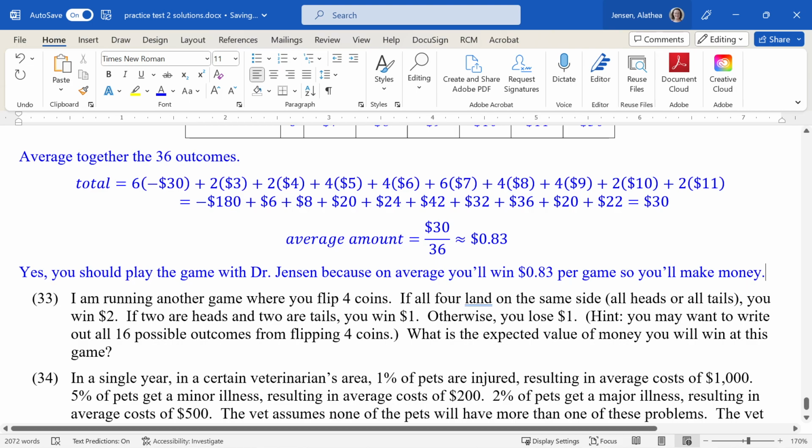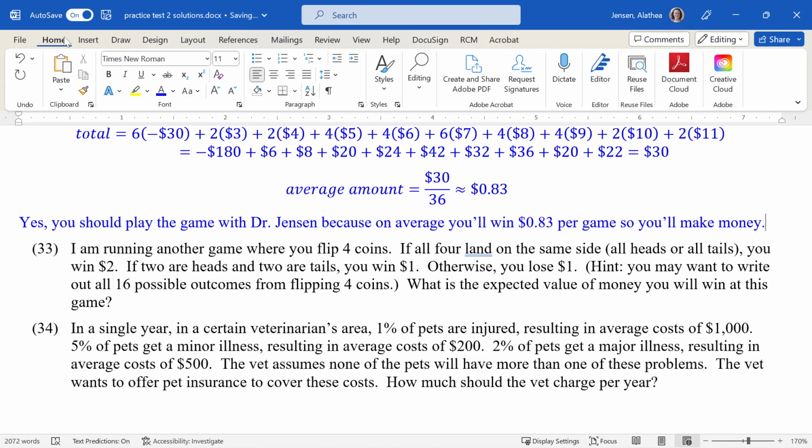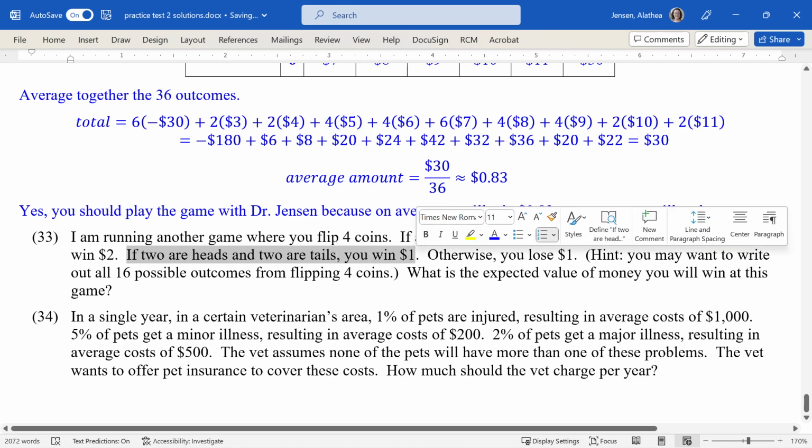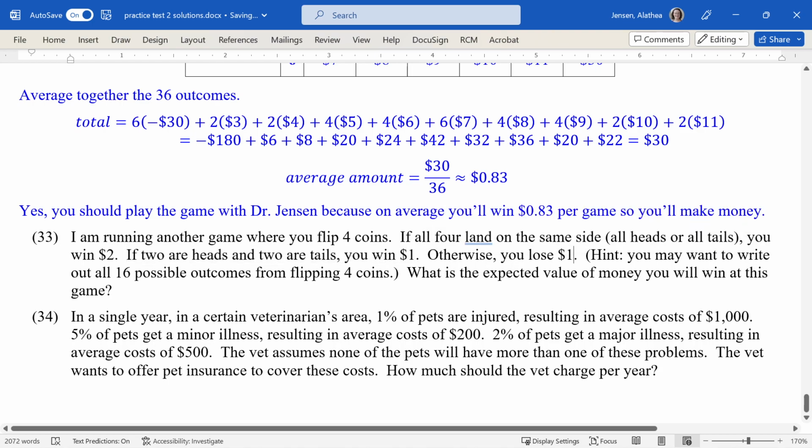Okay, number 33. I am running another game. I have a lot of these games where you flip 4 coins. If all 4 land on the same side, all heads or all tails, then you win $2. If 2 are heads and 2 are tails, you win $1. Otherwise, you lose $1. So the hint here is write out all 16 possible outcomes from flipping 4 coins. And what is the expected value of money that you will win at this game?